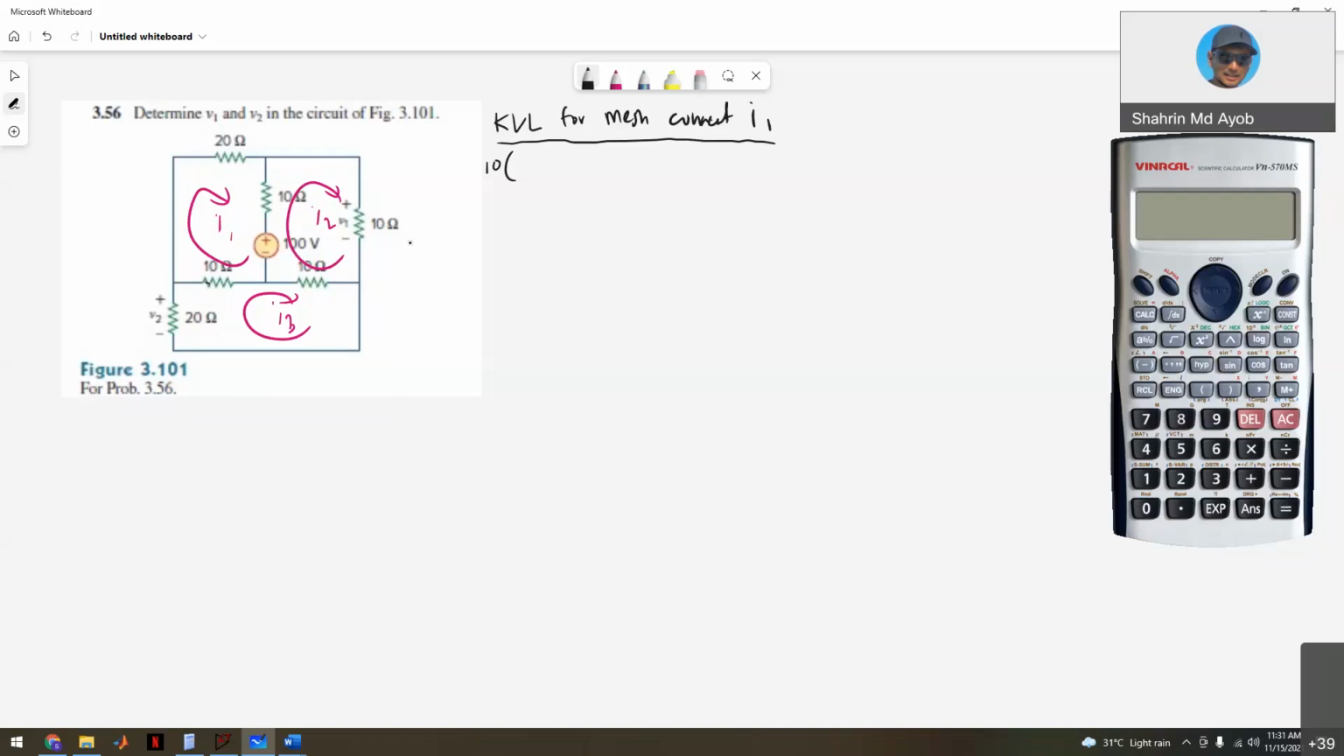Okay, so 10 ohms, this one is I1 minus I3. Why I write it like this: because we assume that the current direction is going like this, entering the positive terminal. That's why it means I1 is larger than I3. Okay, that's why.